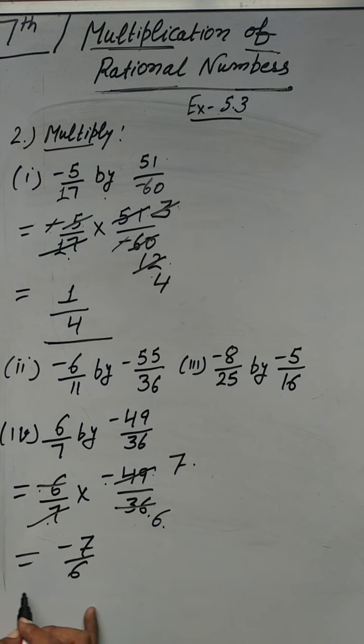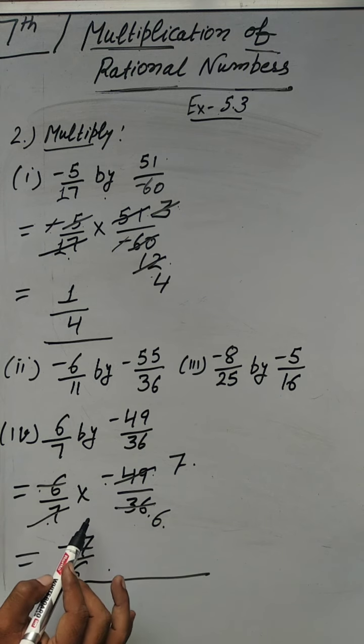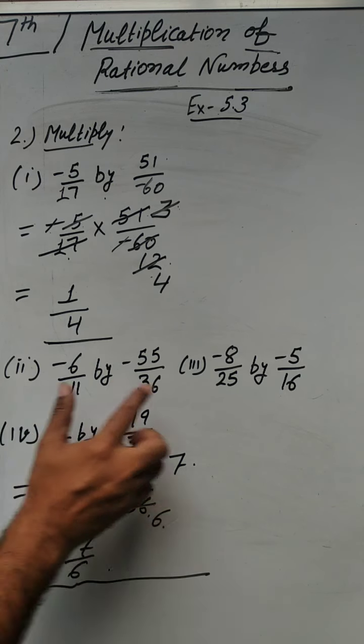That is your answer. It means you have to express the final answer in the lowest form. If anything is common between numerator and denominator, you have to cancel it here. Understood, beta? Clear? Similarly, try the second and third parts.